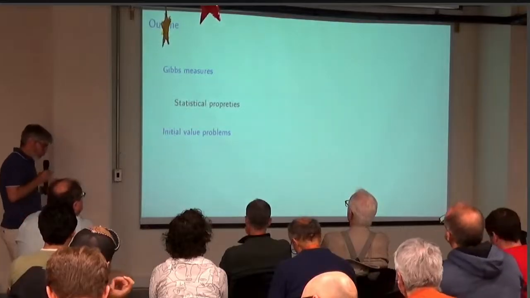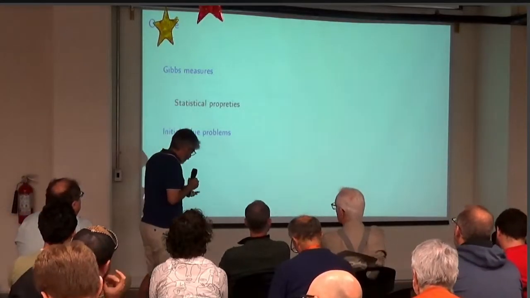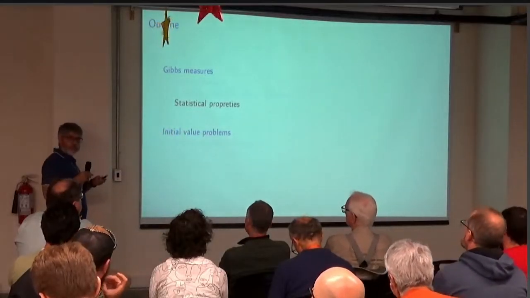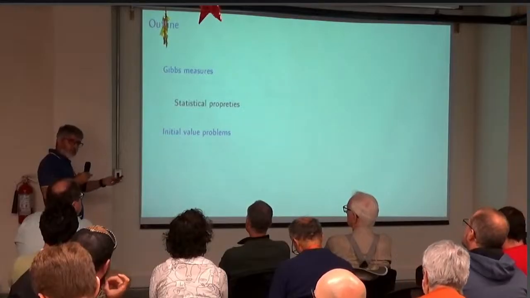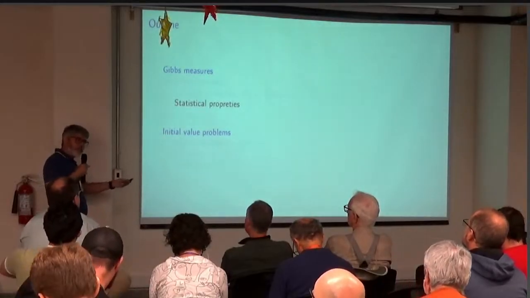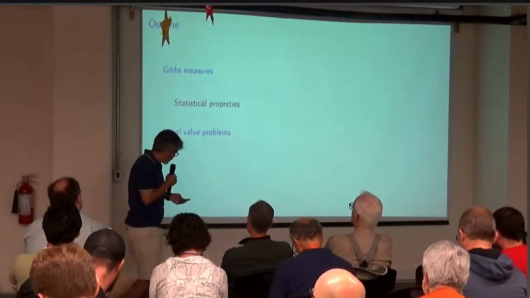Now let's move a little bit to the KMS condition and to the statistical properties of these Gibbs measures. In particular, I mentioned this entropy condition and the possibility to describe it either through entropy conditions or through these Kubo-Martin-Schwinger conditions.